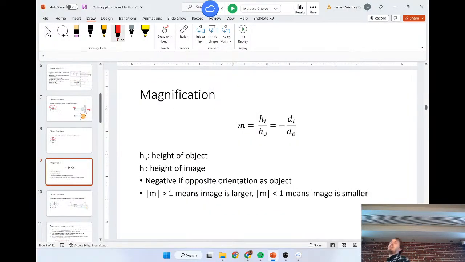Alright. n greater than 1 means it's larger, n less than 1 means it's smaller. Here you can see it's 1/2, that means it's smaller. Absolute value. Regardless if it's positive or negative, doesn't change that.